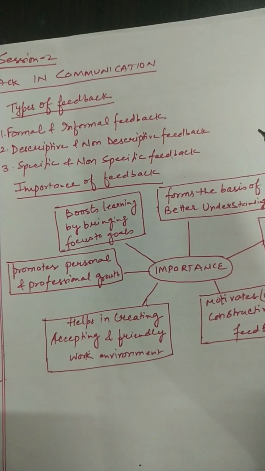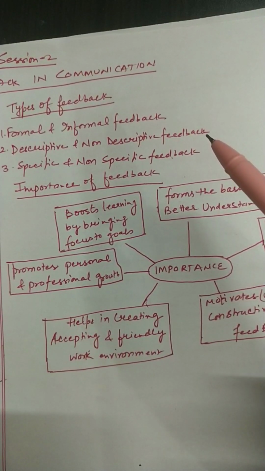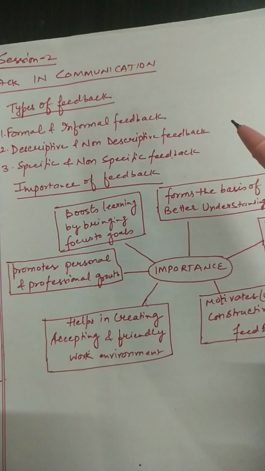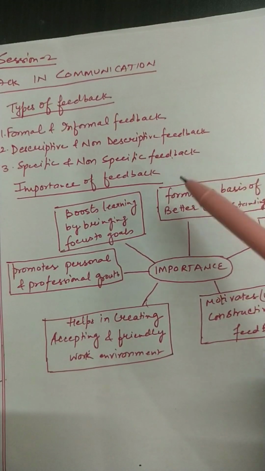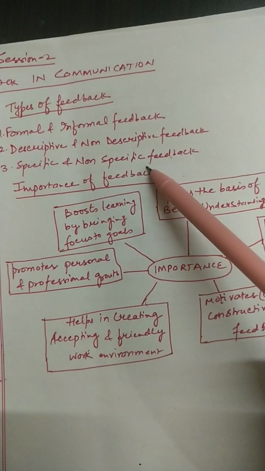Now non-specific, where you talk about the entire thing in general. It does not particularly pinpoint a specific thing or a feature. Like, I liked your topic, I like your story, it's good. It's general, where you are not specifying where it needs an improvement, or where you have actually seen something very good. So this is all about your specific and non-specific feedback.